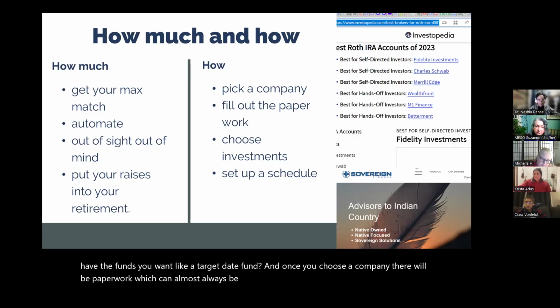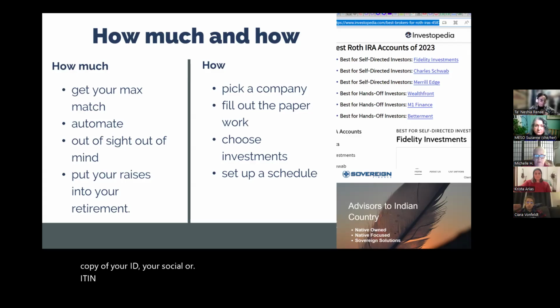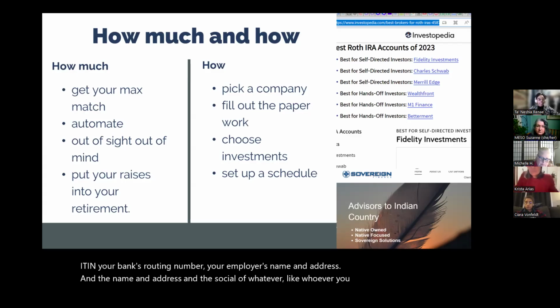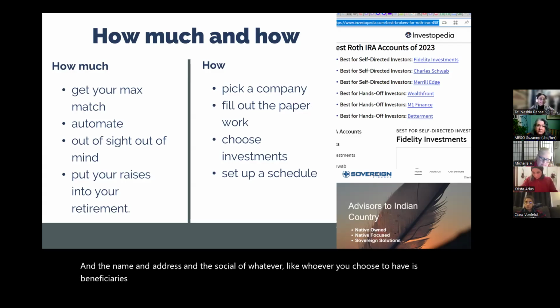They will need a copy of your ID, your social or ITIN, your bank's routing number, your employer's name and address, and the name, address, and social of whoever you choose to have as beneficiaries. And then the final step is to set up a schedule and watch your savings grow. Set it, forget it, and go from there.